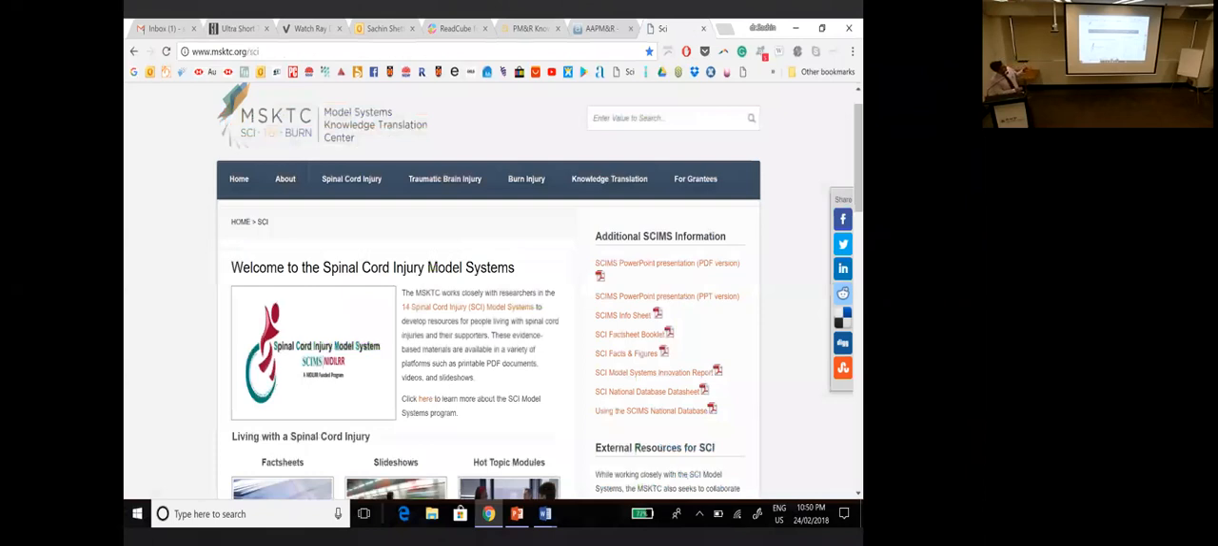Again, this is more spinal specific, but also brain injury. So MSKTC. These are model systems in the United States. There are several model systems identified there, which have additional grants to dish out more research and knowledge translation. There is a lot of evidence, but translation of that evidence to practical clinical practice is often difficult, so they look at the knowledge translation pathways. They also have useful resources, PowerPoint presentations and some reports, fact sheets. So this is also a useful site to look at.